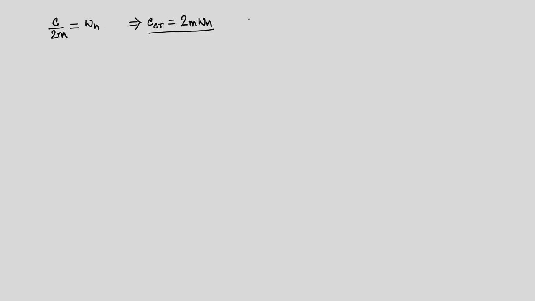And if we have any other damping, say C, then the ratio of C with C critical is called the damping ratio. So, any other damping C we can represent in terms of the damping ratio, that is twice eta omega n times m. So, for critical damping, what is the damping ratio? In this case, eta is equal to 1.